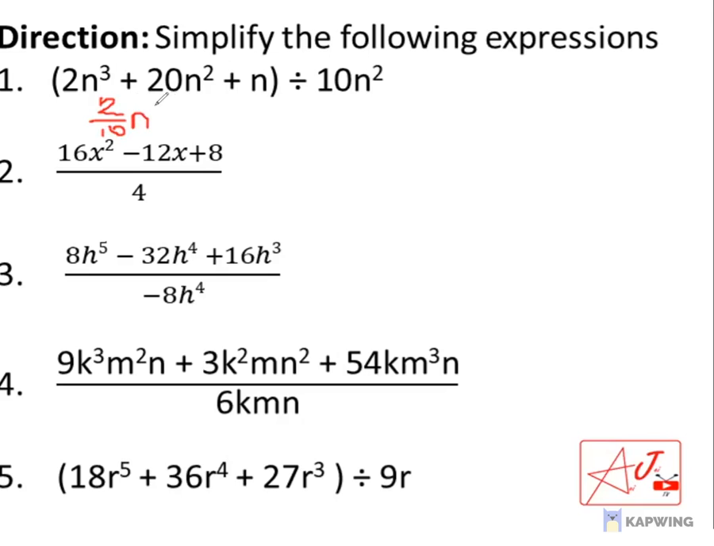Next, so positive, positive, kaya plus. And then 20 divided by 10 ay 2. So, n squared divided by n squared. So, 2 minus 2 is 0. Kaya wala na siyang variable. And then next, 1 divided by 10. So, okay lang yan. Gawin muna natin ganito. So, since wala naman numerical coefficient, so wala tayong ilalagay.